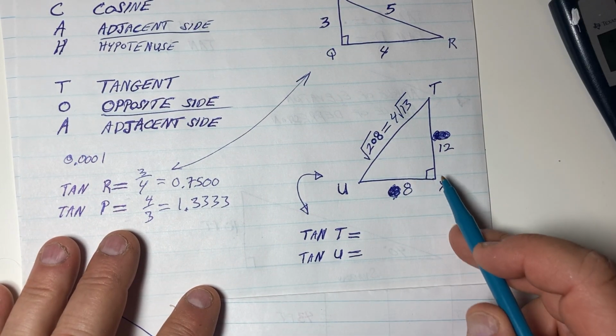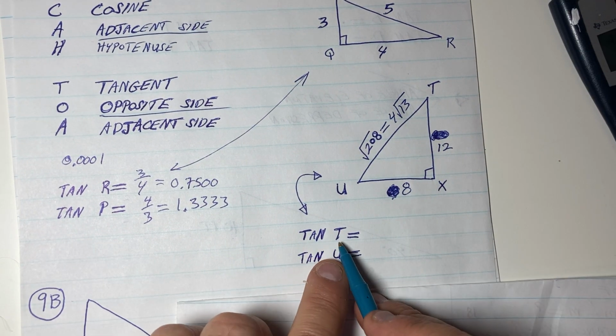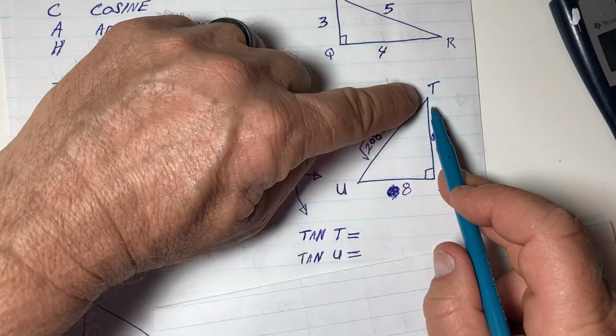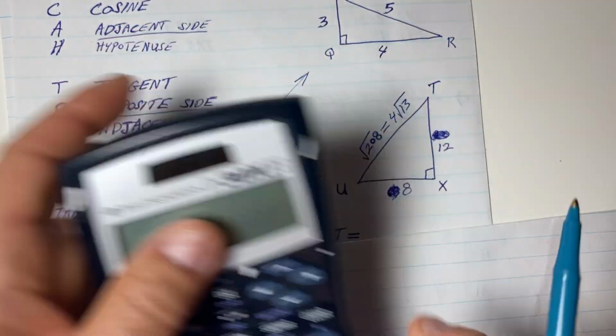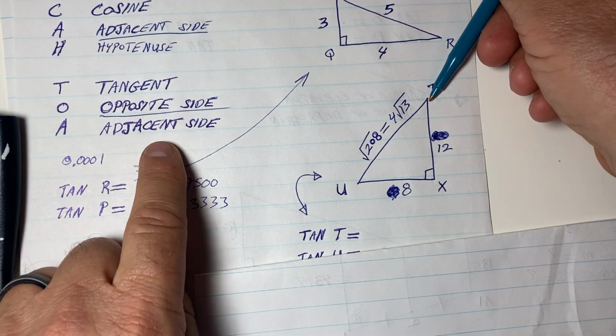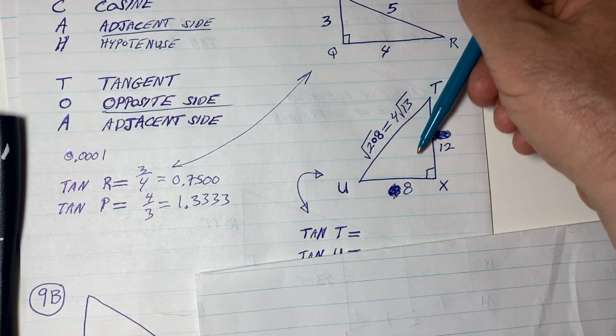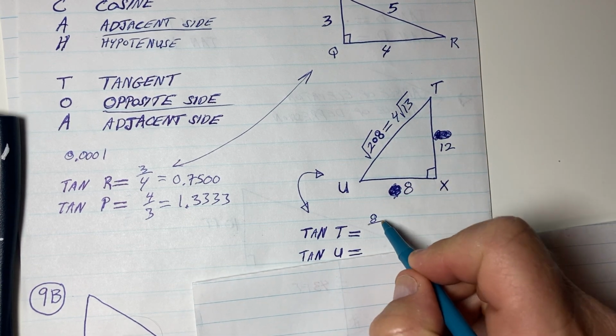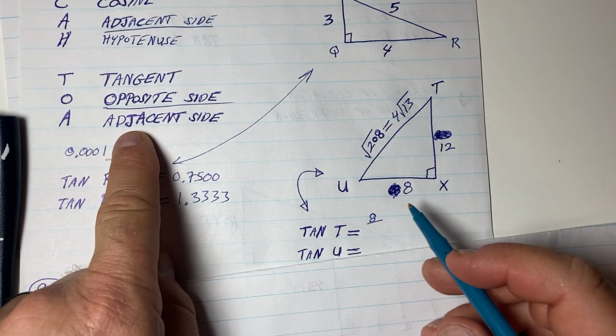Okay. Tangent of T. Where's T? Here's T. Okay. Tangent of T. Opposite side divided by adjacent side. The opposite side is 8. The adjacent side is 12.